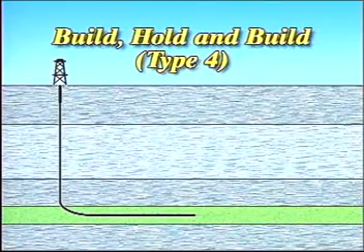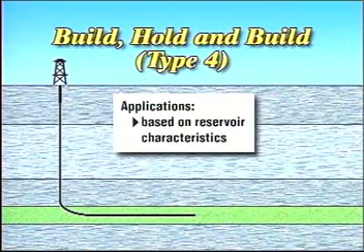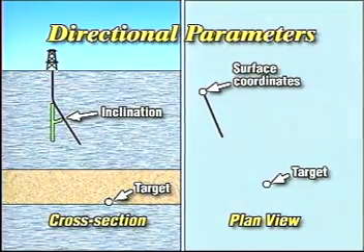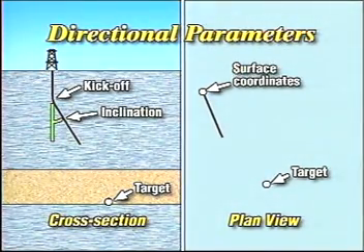The build, hold, and build pattern describes horizontal wells, of which there are several types. Selection of this pattern is based primarily on reservoir engineering considerations. We can define well profiles in terms of several key parameters. The inclination angle is the deflection from vertical at a given point, while the kickoff point is the depth at which we first begin building the inclination angle.